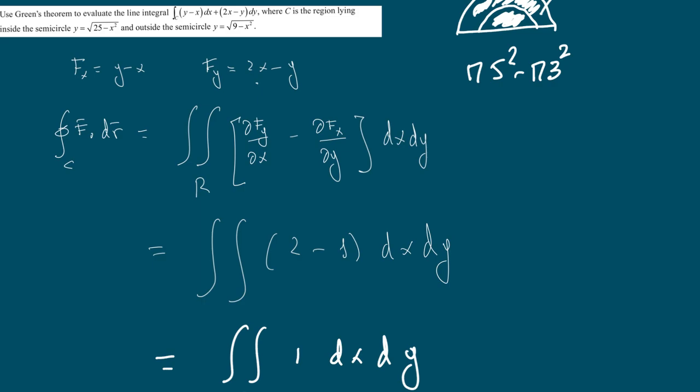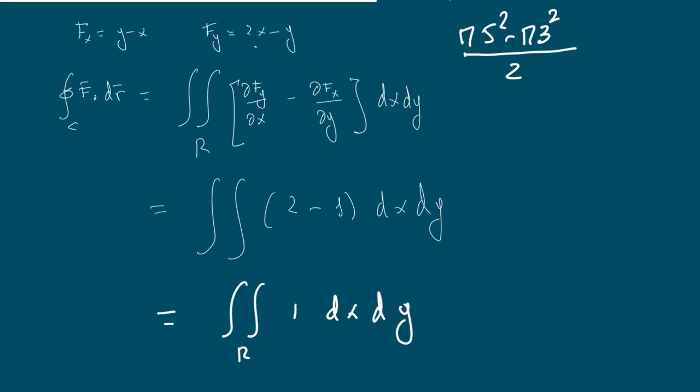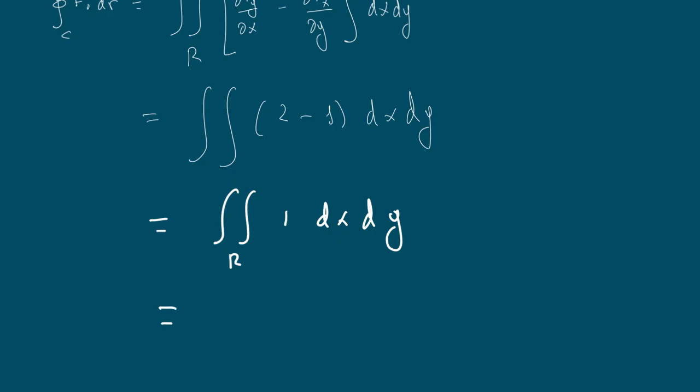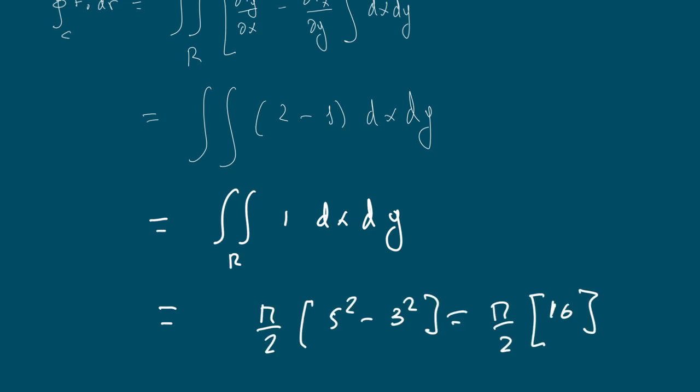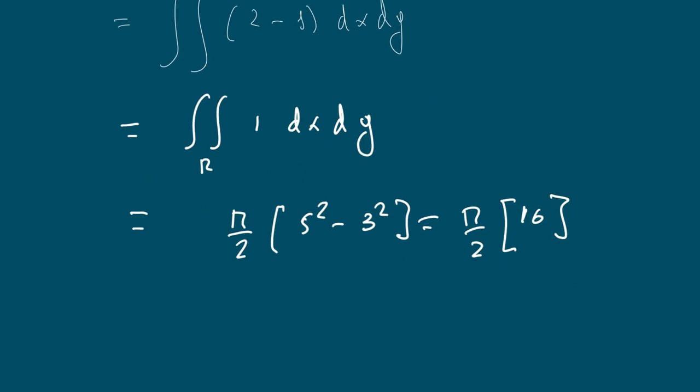The total area is pi r squared. I'm considering this upper semicircle, so I need to divide by 2. So the integral will be the area, and the area will be pi divided by 2 times 5 squared minus 3 squared. Or in other words, pi divided by 2 times 25 minus 9, which is 16. 16 divided by 2 is 8. So the result will be 8 pi.